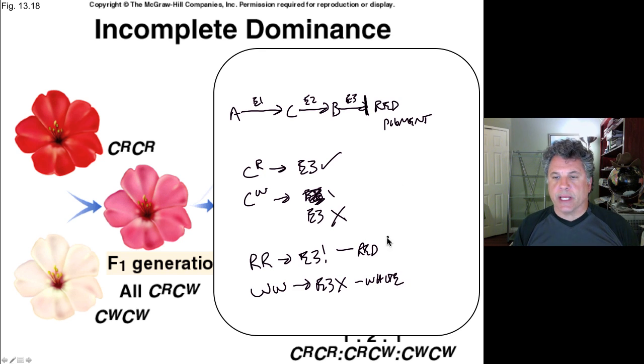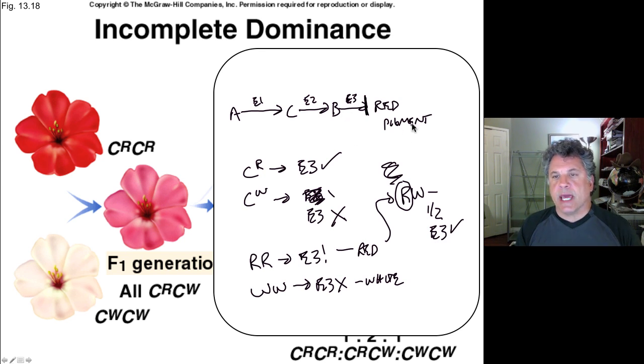But if we are heterozygous, let's come up here and do a heterozygote. So let's do the red and white heterozygote. Here you have 1/2 the amount of functional enzyme 3, because only the red allele is producing functional enzyme 3. The white allele is producing non-functional enzyme 3. So there's half as much activity for this step in the biochemical pathway.